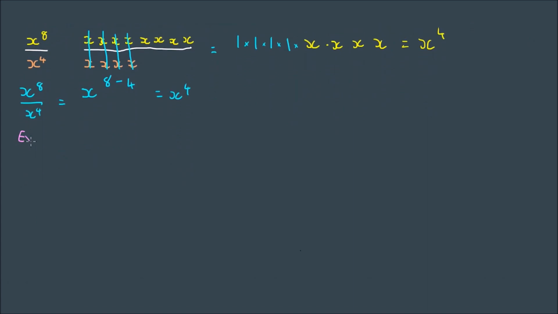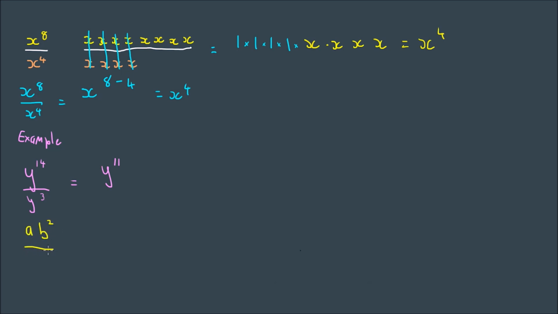Let's try an example now. y to the power of 14 over y to the power of 3. 14 minus 3 is 11, and we're done, just by subtracting the top minus the bottom.